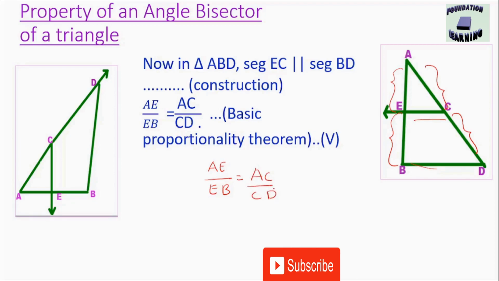Why? Because what does the basic proportionality theorem say? When a line is parallel to one side of the triangle and intersects the other two sides, then those two sides are divided in proportion. So that is why we have got AE upon EB is equal to AC upon CD.